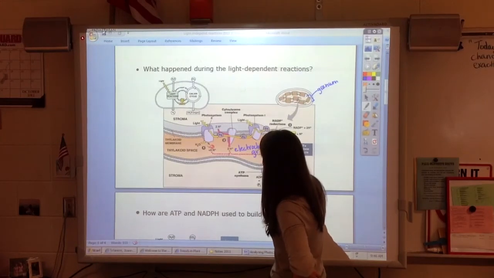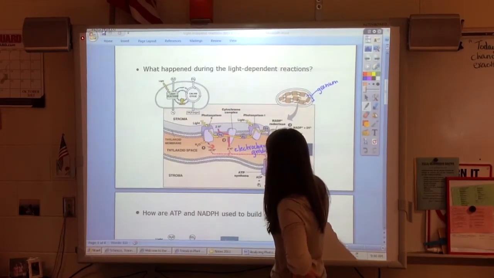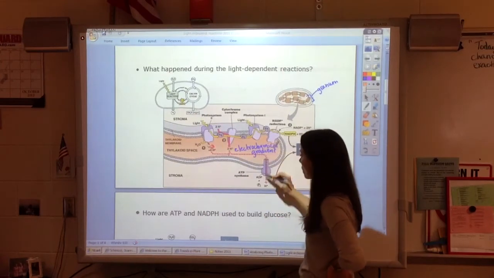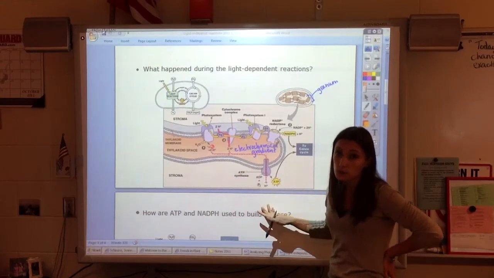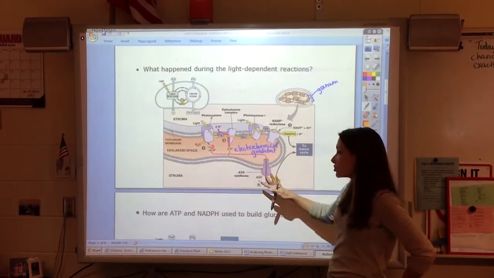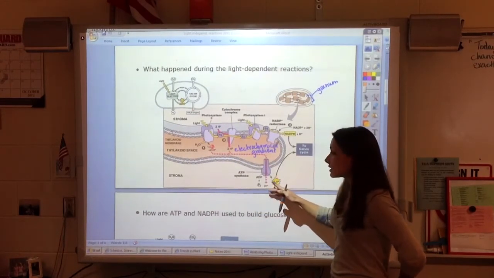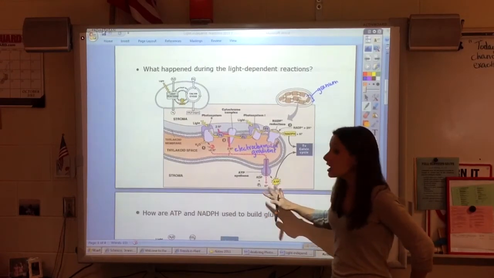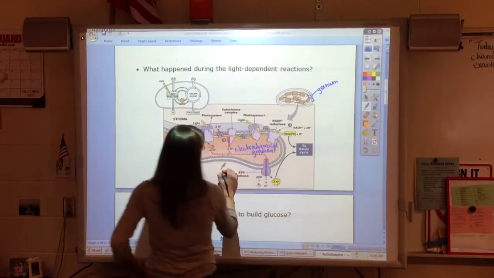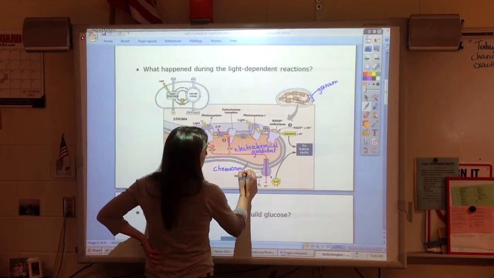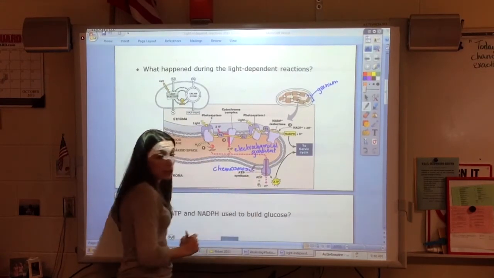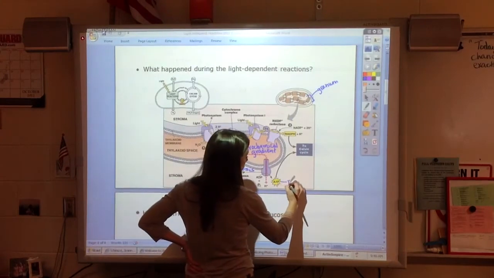Electrochemical gradient, that hydrogen ion gradient. And as those hydrogen ions flow through ATP synthase, so as they diffuse, as they move from a high concentration to a low, we're going to see phosphorylation. And it's still called chemiosmosis, but it's not called oxidative phosphorylation anymore. Now it's called photophosphorylation.